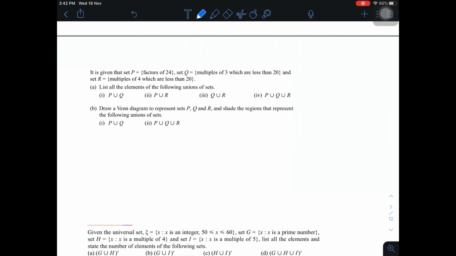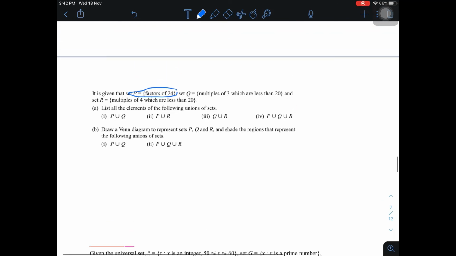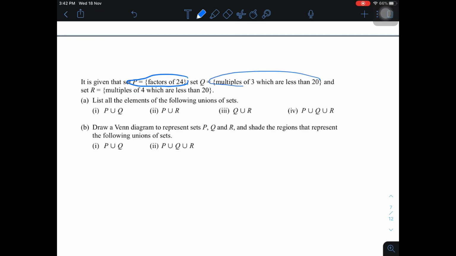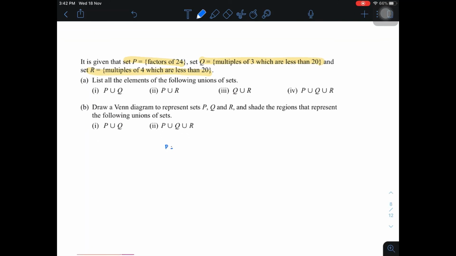So we'll try a question. It is given that the set P is factors of 24, Q multiples of 3 that are less than 20, and R multiples of 4 that is less than 20, right? So similar to the intersection, we'll just list it out first. P are factors of 24. So we just list it out then. 1, 2, 3, 4, 6, 8, 12, 24. These are factors of 24.